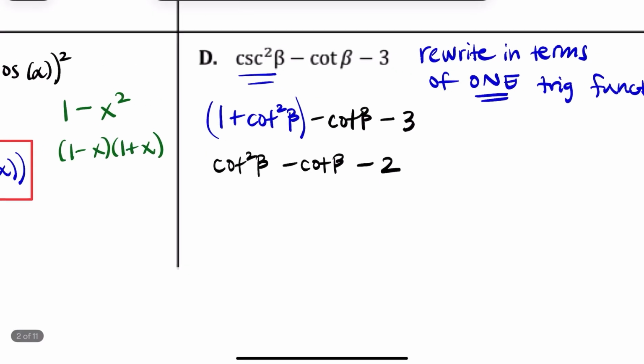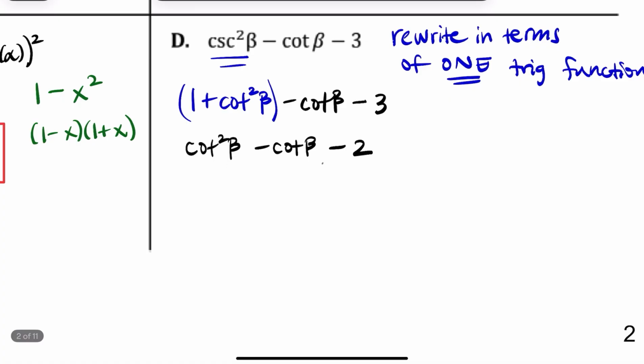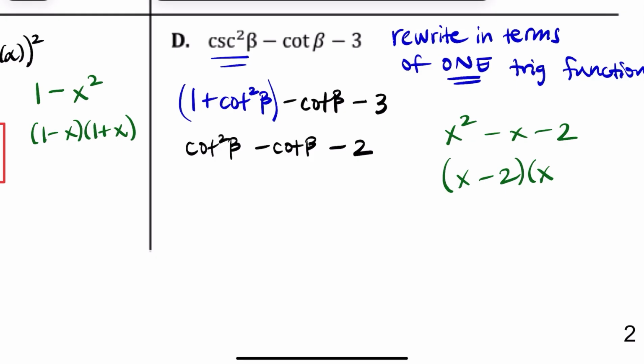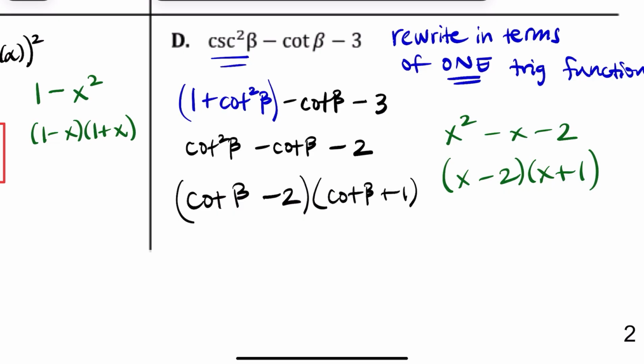I'm ready to rock. So this looks like a quadratic expression. If I think about just the expression x squared minus x minus 2, but instead of x, we have cotangent, that's easy. I'm just going to factor that as x minus 2 times x plus 1. So we're going to just replace x with cotangent beta. So this is going to be cotangent beta minus 2 times cotangent beta plus 1. That'll be my fully factored form.